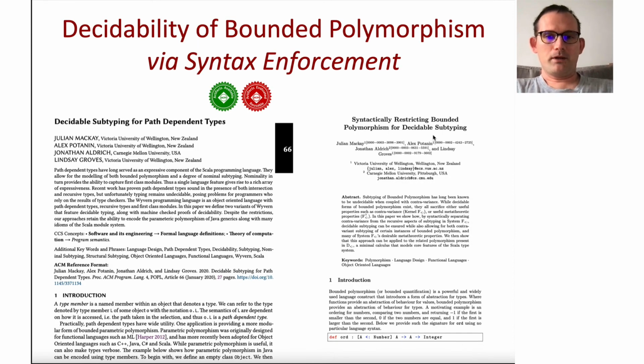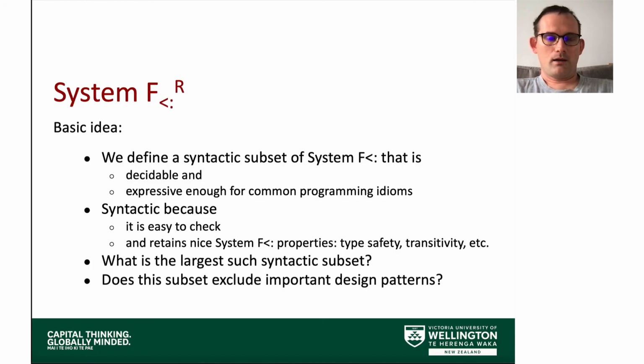So the second paper that I mentioned generalized this approach. This was in December last year, and it showed that you can just achieve decidable subtyping with simple syntactic restrictions. That's all you need. The basic idea is that for any kind of system that has type members and a problem with decidable subtyping, you are always able to define a syntactic subset that is decidable and yet expressive enough. So we've done it for System F-sub; we'll call it System F-sub restricted.